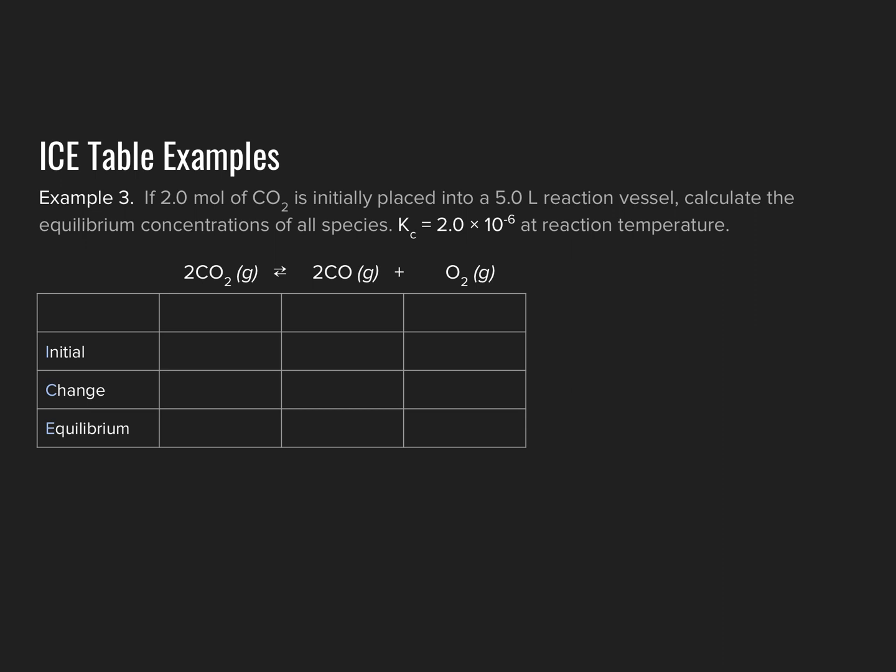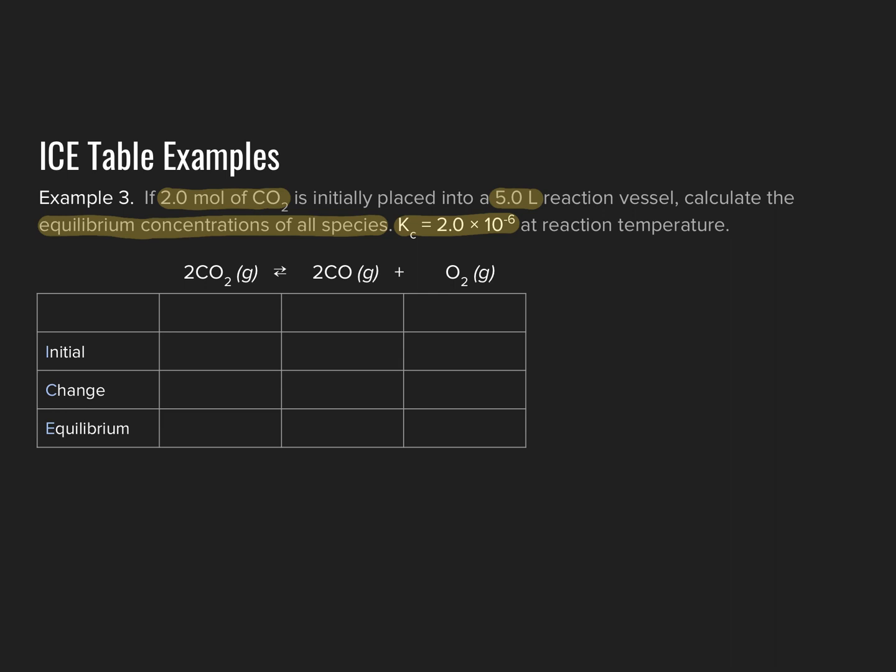All right, we're moving on now to our hard ICE table example. For example number 3 here, we're going to give you the following information. If 2.0 moles of carbon dioxide gas is initially placed into a 5.0 liter reaction vessel, we're going to ask you to calculate the equilibrium concentrations of all species, given a value of the equilibrium constant Kc of 2.0 times 10 to the negative 6th at this particular reaction temperature. And we're providing you now with the equation below, which describes carbon dioxide gas, that is CO2, breaking down into carbon monoxide gas, CO, and O2. So we've got our balanced equation there for you at the top of our ICE table.